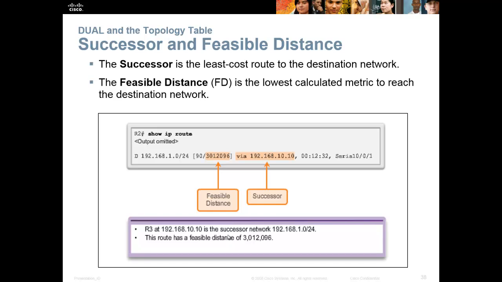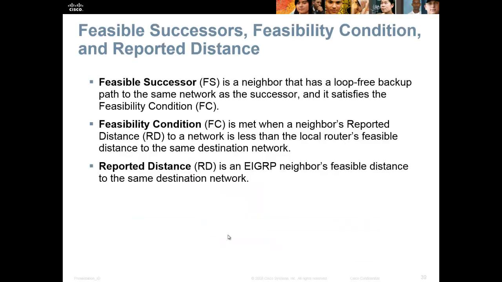So again, the other video, make sure you watch that. Remember, a feasible successor is a loop-free backup path. The feasibility condition says that in order for a neighbor's route to be considered a feasible successor, his reported distance has to be less than my router's feasible distance to the same network.